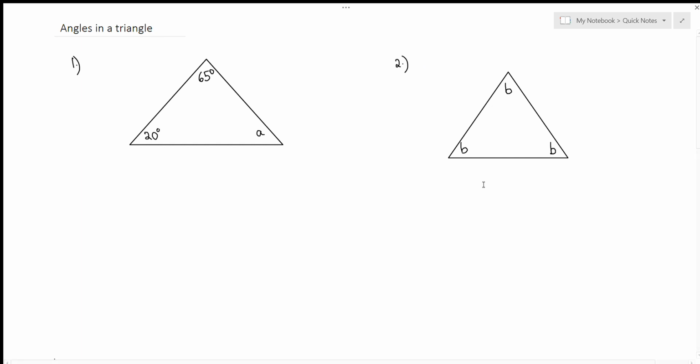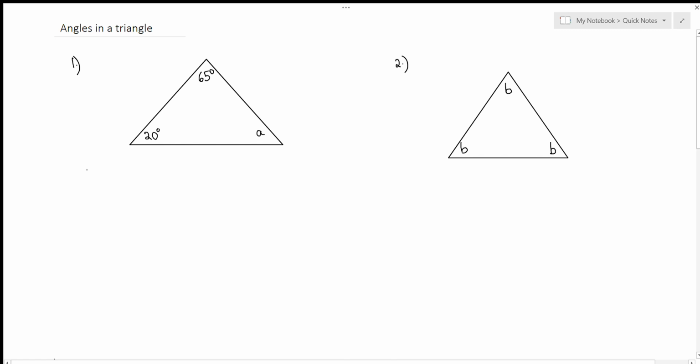Today I'm going to be teaching angles in a triangle. So angles in a triangle add up to 180 degrees. Looking at this particular example here, we have 65 degrees, 20 degrees and angle A. And all these three should add up to 180 degrees.